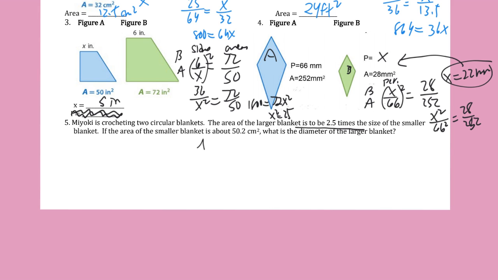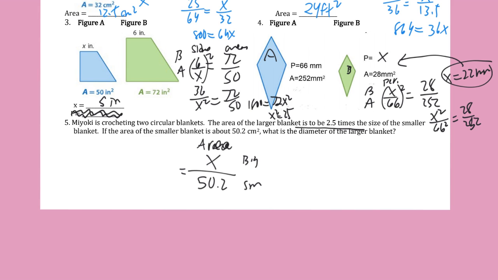Well, one thing we know is that they're talking about areas. Okay, I can't spell area. And so the area, and then we have the big and small. So let's write the big and the small. We don't know the big's area, but we know the small's area is going to be 50.2.